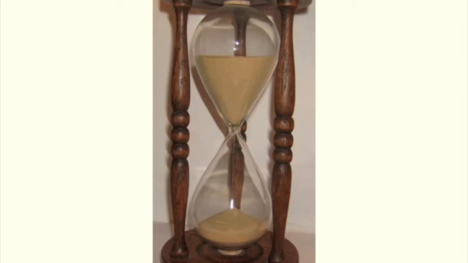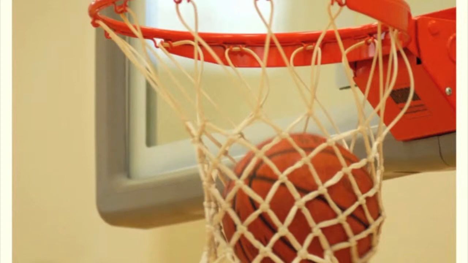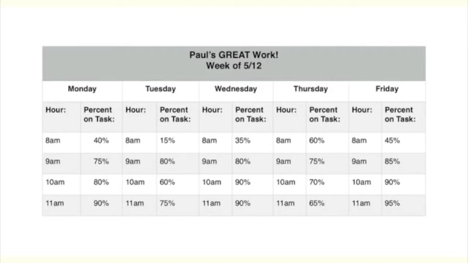During the next week, I implemented a behavior modification where Paul was able to earn breaks. He had his choice of activities such as Uno, shooting some hoops, or just sharing a story with his teacher. This chart shows his improvement during this behavior modification. We were very pleasantly surprised by the results.